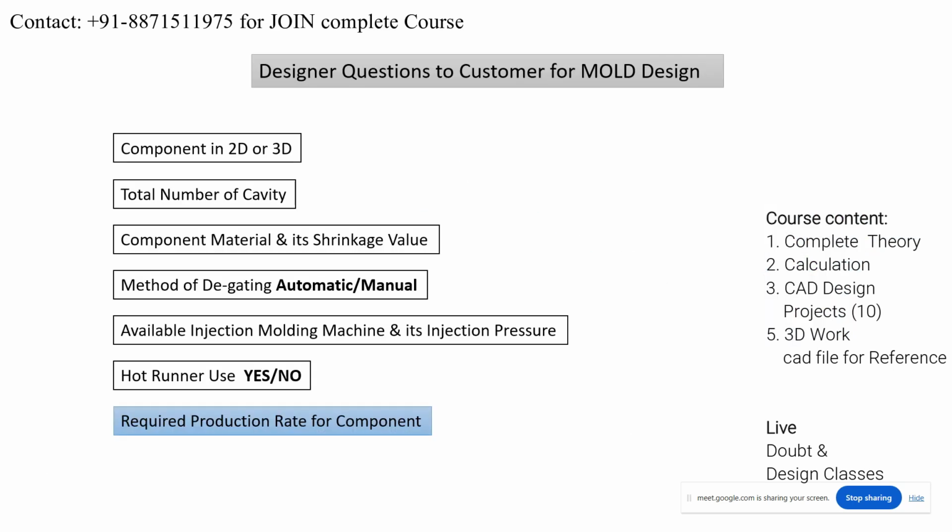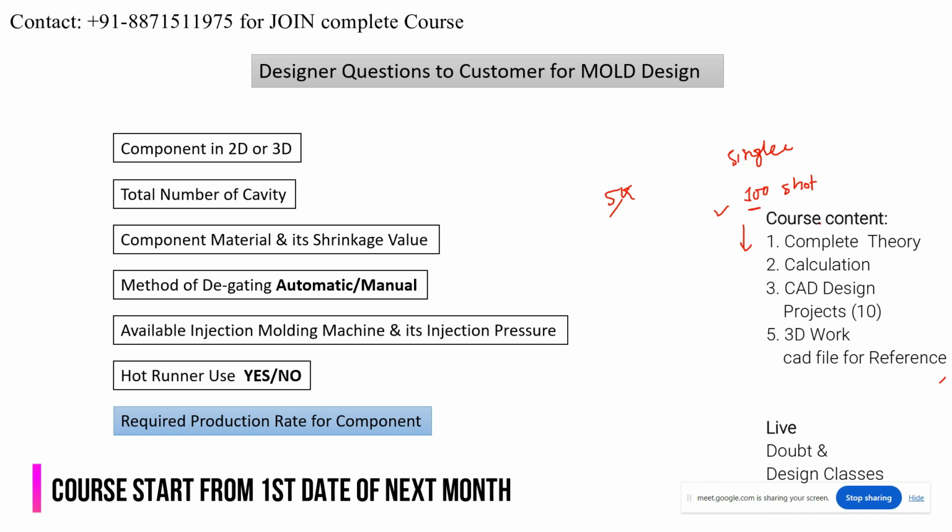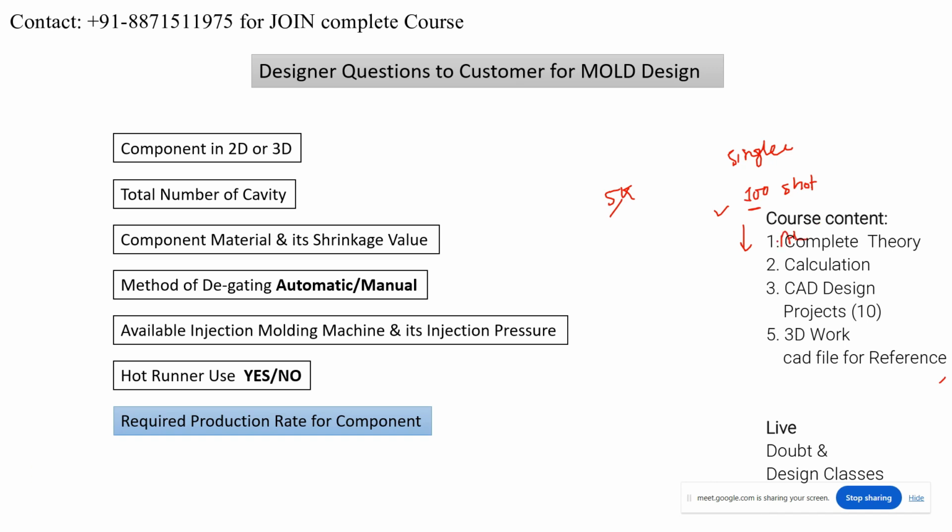Okay, last one point. What is the required production rate of the component? Acha, how much production is required for the component from the mold? What is the meaning of that? How many shots does the customer need? For example, if the customer needs only 100 shots for a single cavity mold, or the customer needs only 100 components, so what material can we use? Tell me. And there is no precision requirement for the component. So what material can we use for the core and cavity? Aluminum. Yes, we can use aluminum.